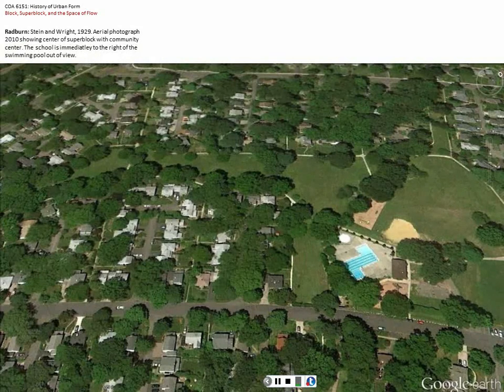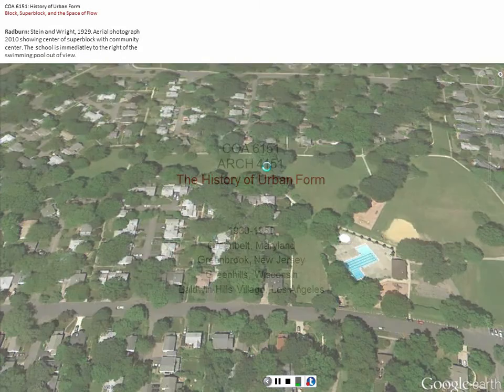Views of these motor courts that we see here, combined with these pedestrian paths opening up into these parks, community swimming pool, and then somewhere down in here would be a tunnel that would take you under that, I guess, collector street.